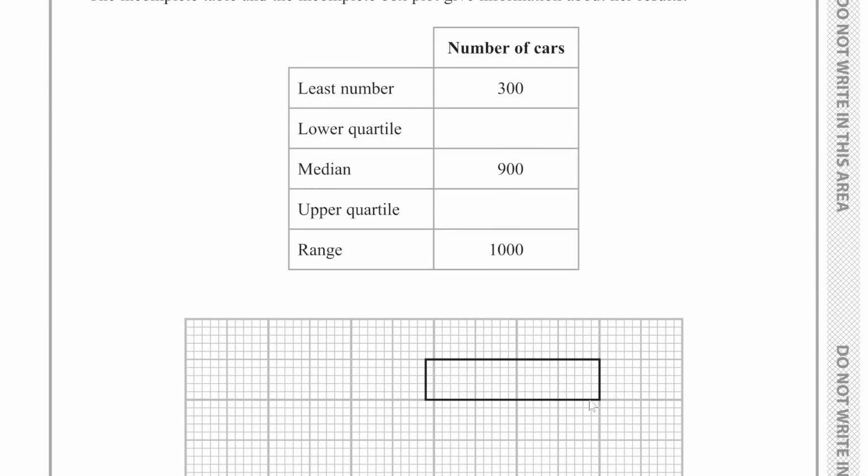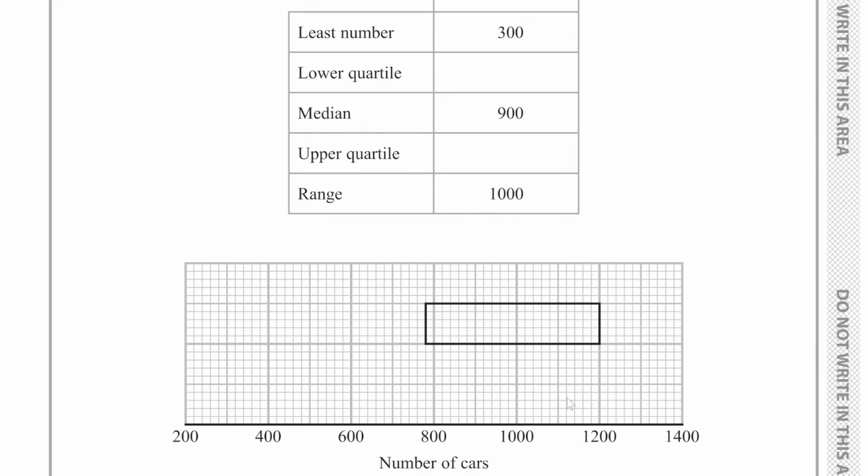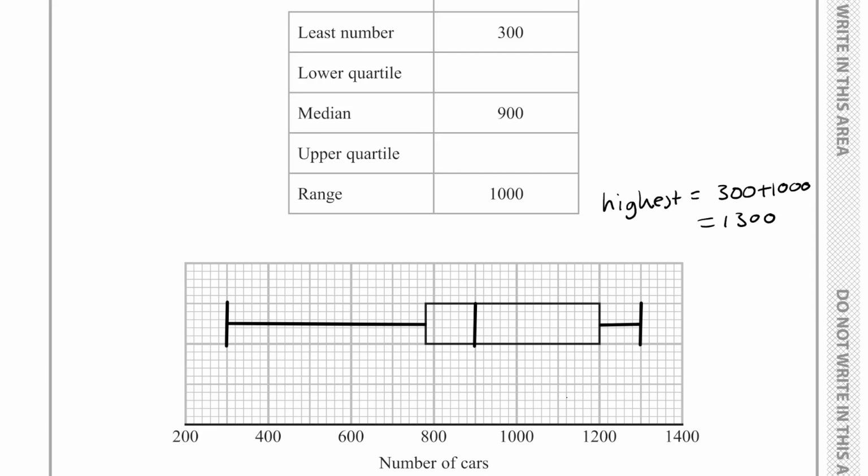So the least is 300. That's going to be our lowest over here. The median is 900. 900 is here. And the range is 1000. That's not the highest, it's the range. So the highest is 300 plus 1000, 1300. So 1300, that's the highest. And we're just going to join up the highest and lowest to the box, and that is our box plot.